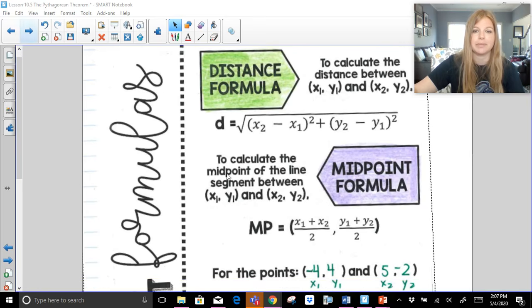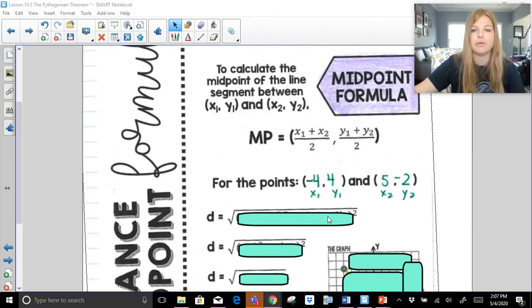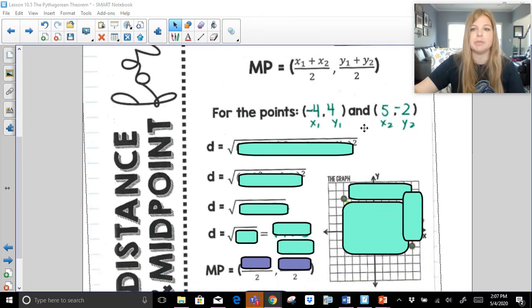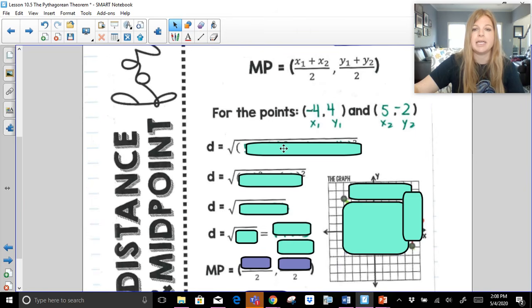So let's take a quick look. It says here for the points (-4, 4) and (5, -2), we're going to find the distance. If I label them as x sub 1, y sub 1, x sub 2, y sub 2, then d, the distance, equals the square root of x sub 2 minus x sub 1, so 5 minus -4, squared, plus y sub 2, -2, minus y sub 1, squared.